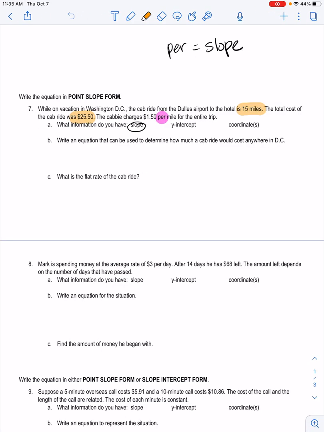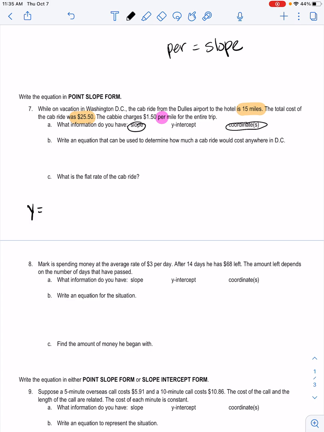And we have the cab ride to the airport is 15 miles. That's really not a starting point. It's not a flat fee. And then the total cost of the cab ride was $25.50. Again, not a flat fee because it's the total cost. So this then should lead you to believe that these are probably coordinate points here. Okay? So now we need to decide, what equation do I use?